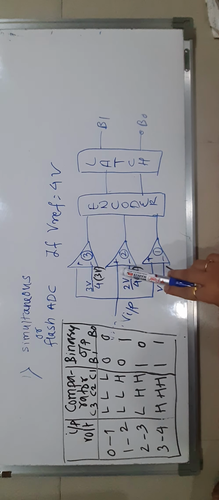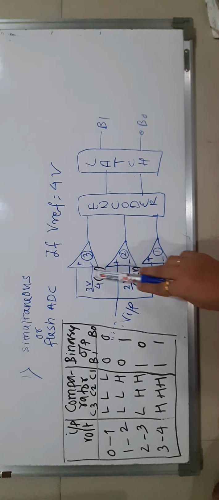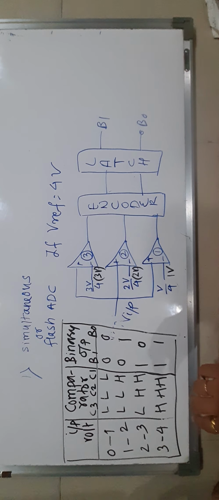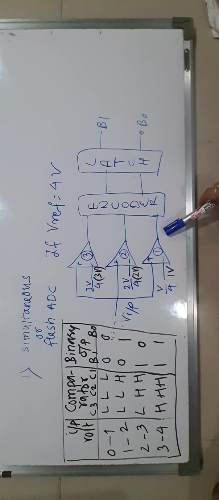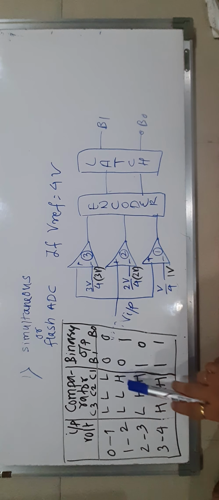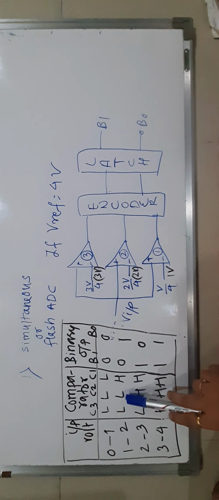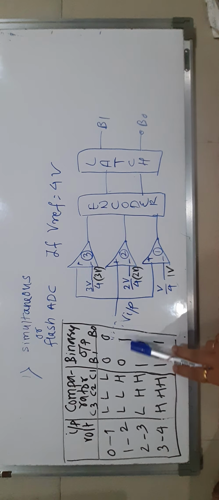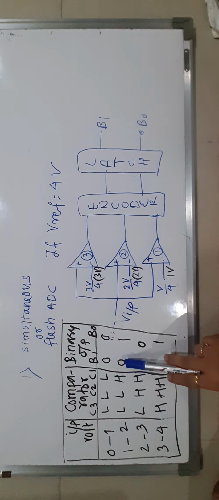But here as the voltage is less than 2 volt, so this is inactive, this is also inactive. So the output of the first comparator will be high. So here we can see C1 becomes high, remaining will be 0. So the output will be B0 bit becomes 1 and this will be 0.